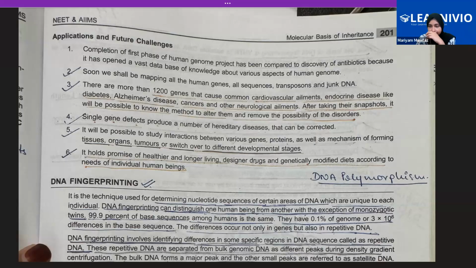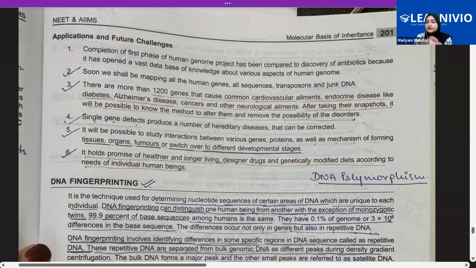Clear, students? So the features of the Human Genome Project, like what is the conclusion that they came to? Is that clear to everyone? Any doubts?